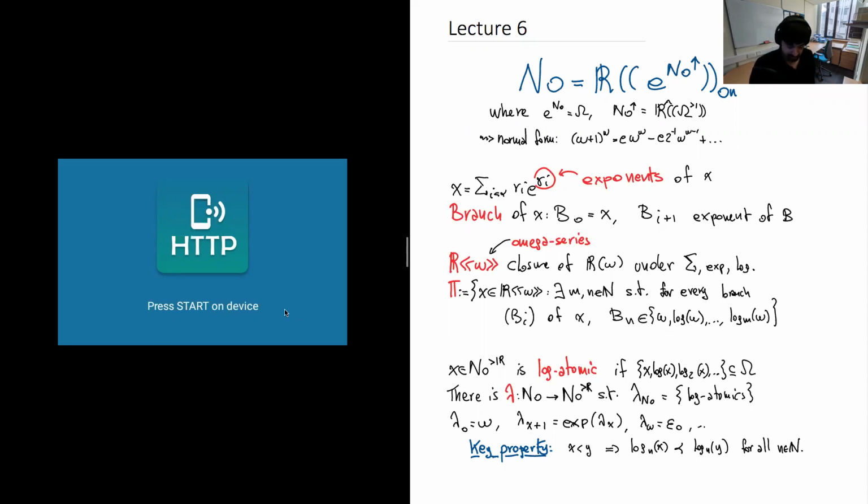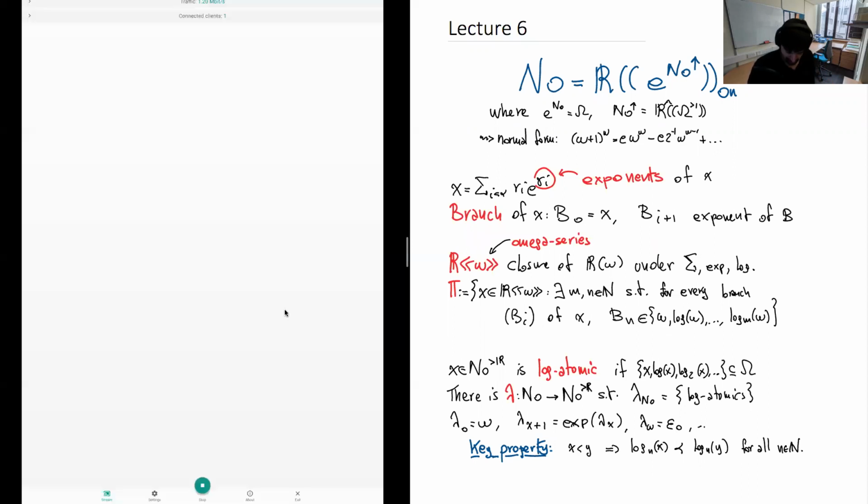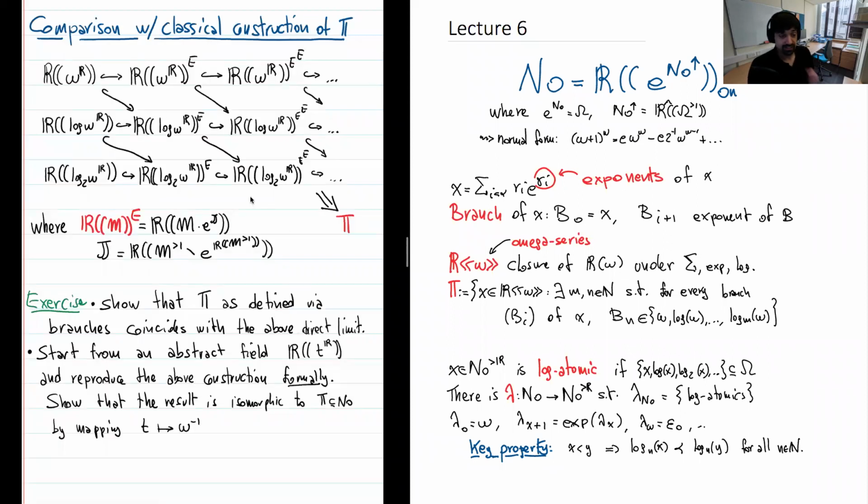Maybe one thing I want to do before going deeper into derivations is to mention how this compares with the classical construction of transseries, because I believe there are quite a few people in the audience who know how to construct transseries from scratch. In the classical construction, you start with a generalized power series with real exponents and then you build up. Why do I claim that this T here is essentially the same, that it's isomorphic? Well, this is the skeleton of how you do this verification.